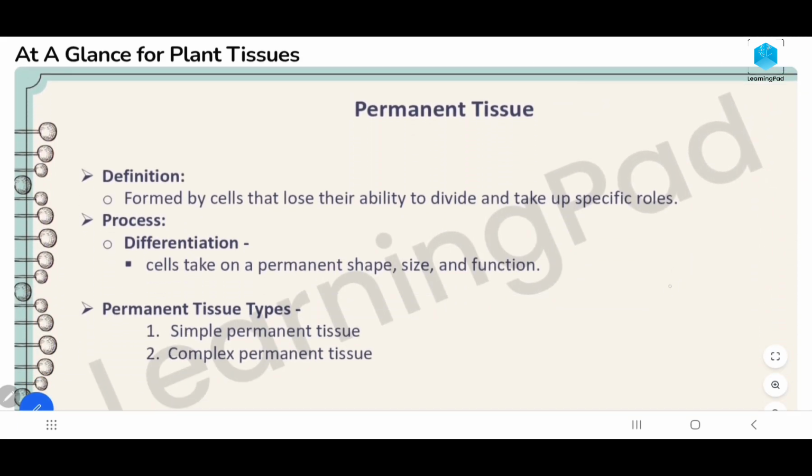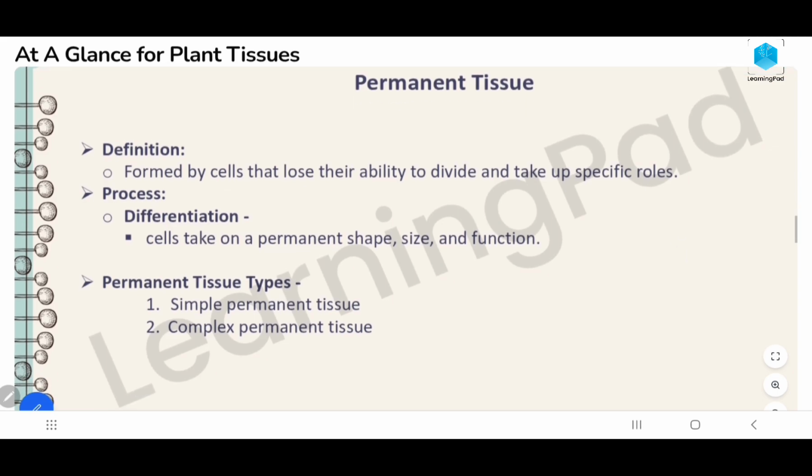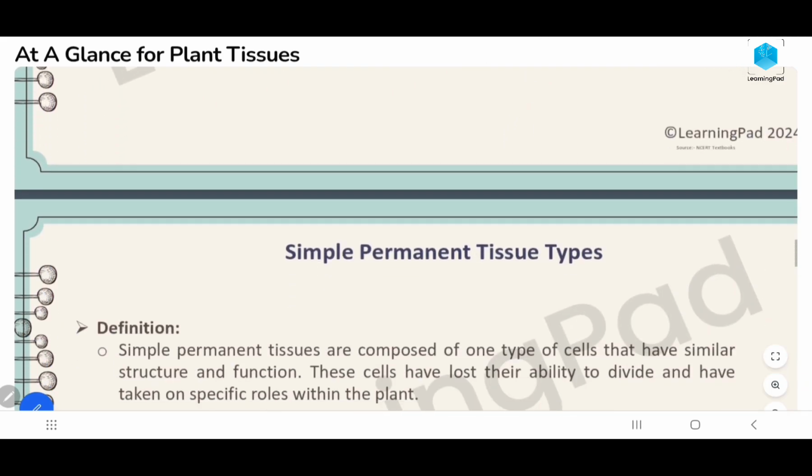The next type of tissue which we studied is permanent tissue. Permanent tissue is a tissue which is formed from meristematic tissue. When meristematic tissue becomes permanent tissue, its cells take up a permanent shape, size, and function. There are two types of permanent tissue: simple permanent tissue and complex permanent tissue.